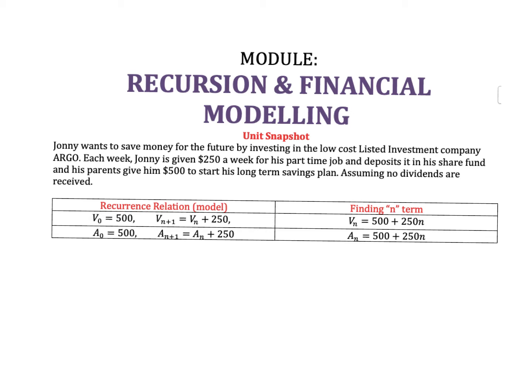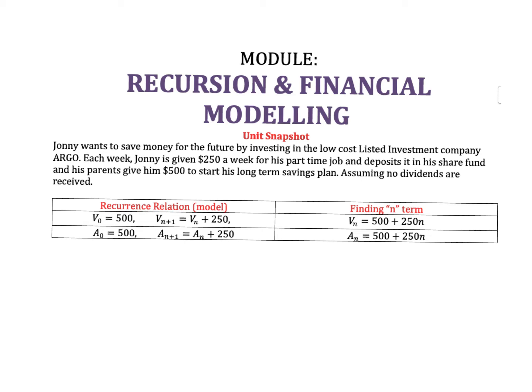We've got this example at the start to help you get an idea of what recursion actually means. Johnny wants to save money for the future by investing in a low-cost listed investment company, Argo. Each week, Johnny gives $250 from his part-time job and deposits it in a share fund. And his parents give him $500 to start his long-term savings plan, assuming no dividends are received.